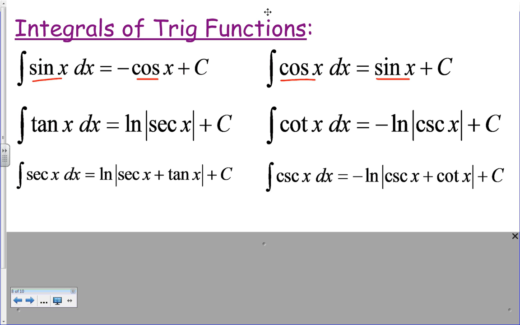Look at tangent. The integral of tangent of x dx we know is now equal to the natural log of the absolute value of secant of x plus c. We just went through and derived that. If you take and replace each of the functions in there with its cofunction, you get the other property.